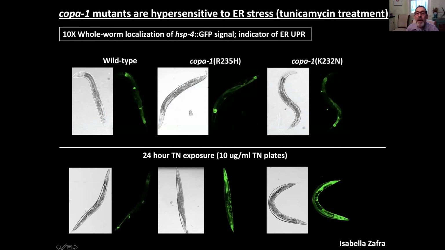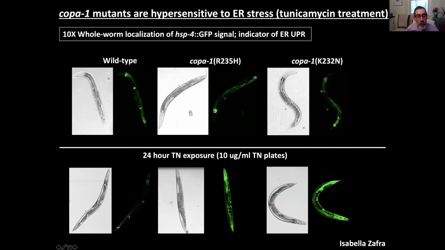And so Isabella decided to give them a little ER stress. And we found that these animals are hypersensitive to ER stress. So using a BIP ortholog called HSP4 fused to GFP, this is a good indicator of ER unfolded protein response. And in untreated wild type animals, you can see that there's a little GFP expression, in our mutants as well as in wild type animals.